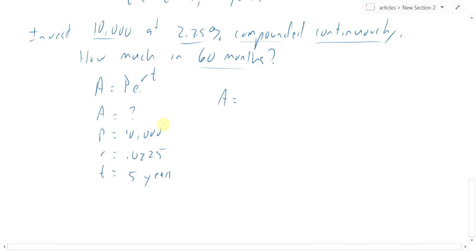So A equals, this one's pretty easy, just plug everything in, 10,000 e to the 0.0225 times 5. And if you plug everything in, you should get 11,190.72. So $10,000 for 5 years at 2.25% interest compounded continuously is $11,190.72, about what, $1,190 in interest. So that's just sort of an introduction here.